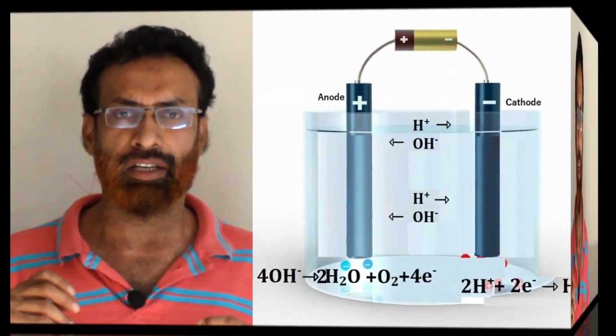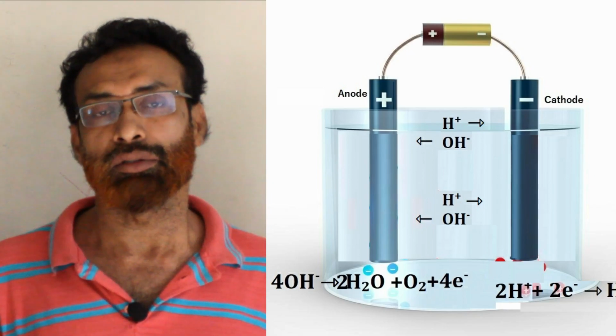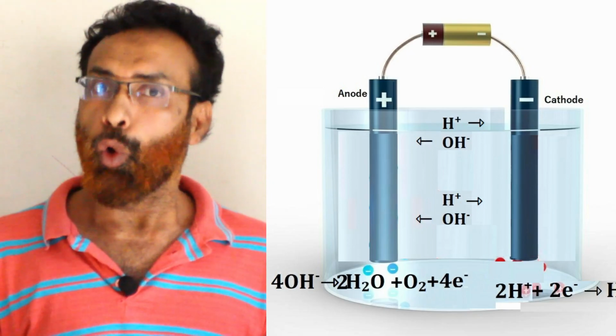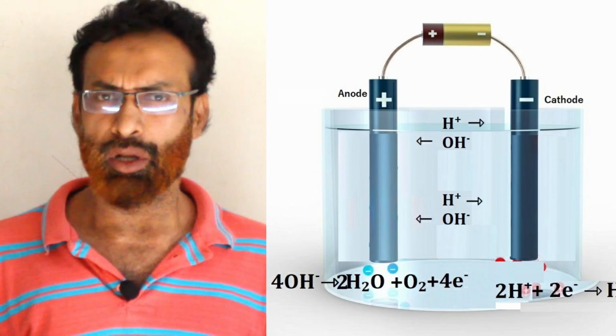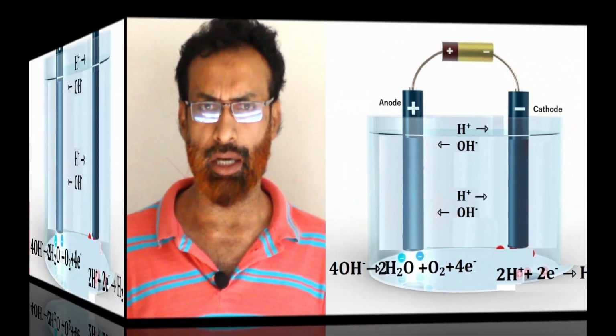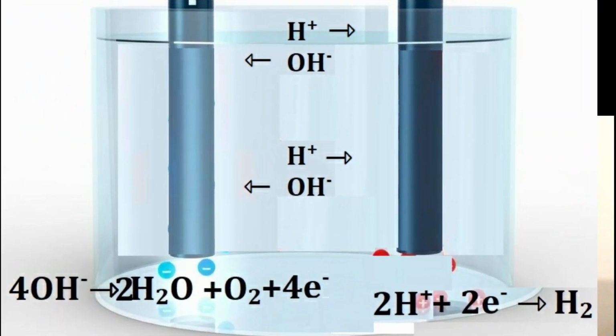This is how you can also electrolyze water. Water is a covalent substance, but it has a peculiar property: auto-ionization. A very small amount of water molecules ionize, which is called auto-ionization, to give a very small amount of H plus and OH minus ions. These two ions will take part in the reaction.